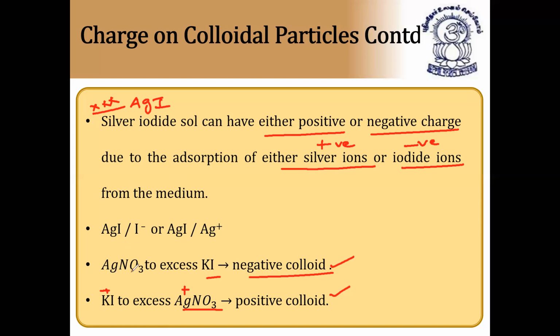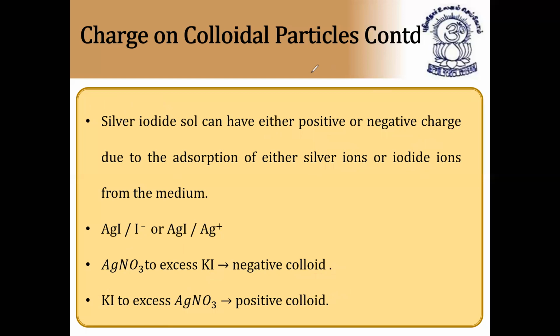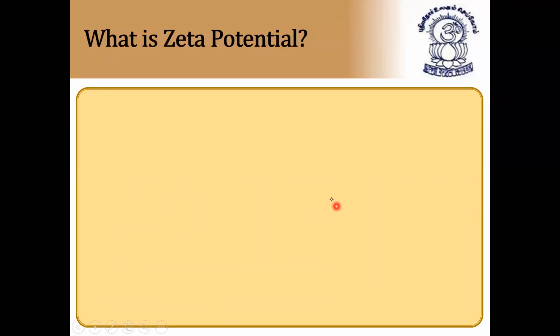For silver iodide, iodide adsorption makes it negative, and Ag plus adsorption makes it positive. Silver nitrate to excess potassium iodide is a negative colloid, and potassium iodide to excess silver nitrate is a positive colloid. So all these points are important from the objective point of view. Anything they can ask in the objective exams. So that is why you have to be thorough with all the concepts.